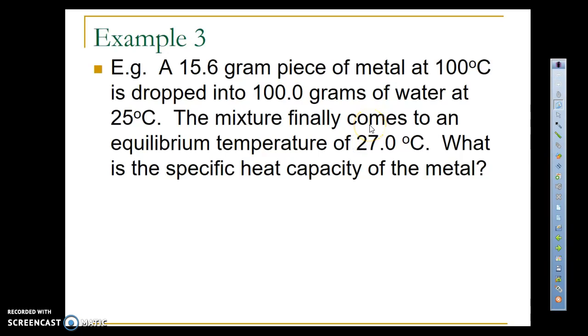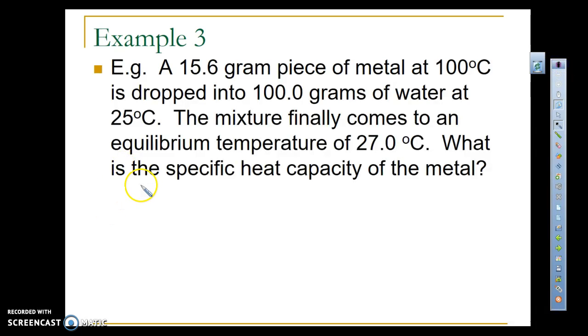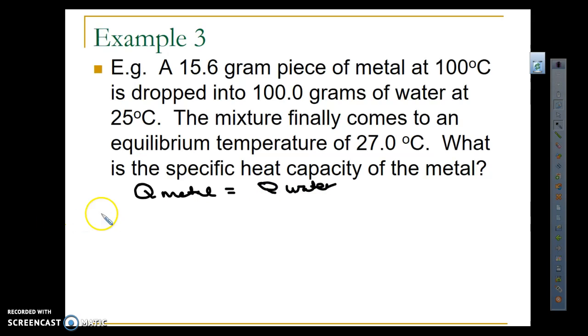All right, now this gets a little bit trickier in the sense that we are going to drop one thing into another thing. And the metal's going to cool down, and the water is going to heat up. And so, I'm trying to go too fast here. My recording time is almost up. That's an M. All right, so I'm just going to keep this separate.